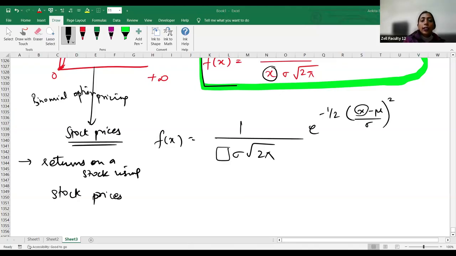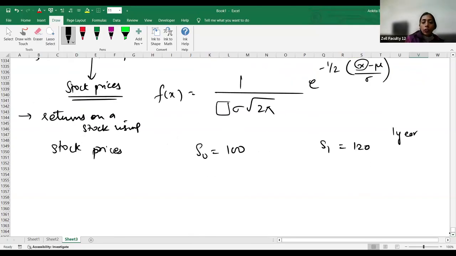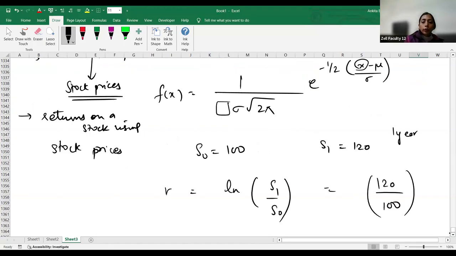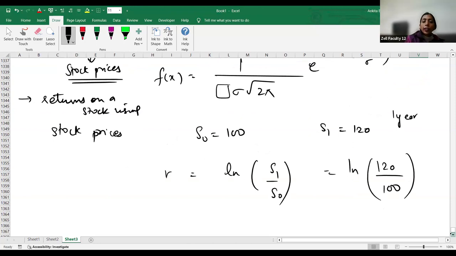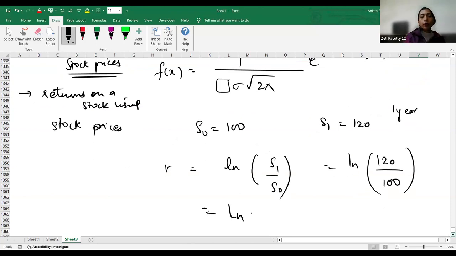Supposedly, if I want to find the return on a stock, I bought the stock for 100 and I'm selling it for 120. I was holding this stock for 1 year. So to find the return on this stock, return is equal to ln of S1 divided by S0. S1 is 120 divided by S0, and then ln of it. So basically, I have to do ln of 1.2.